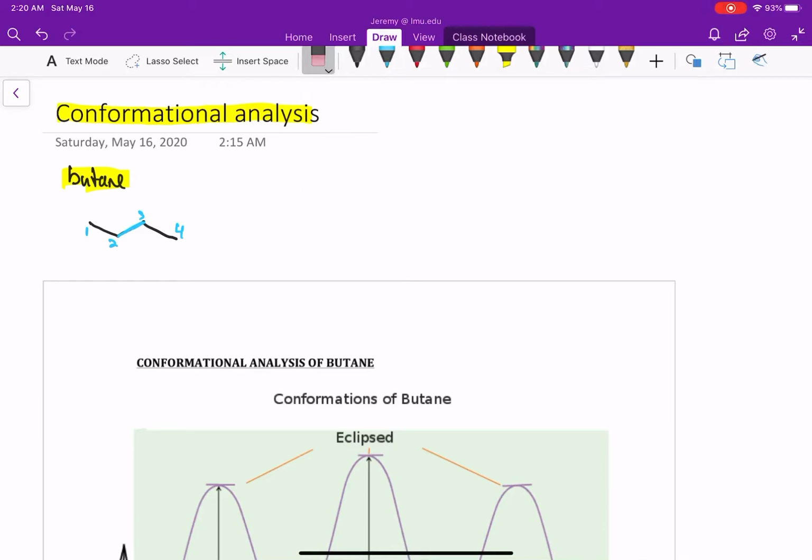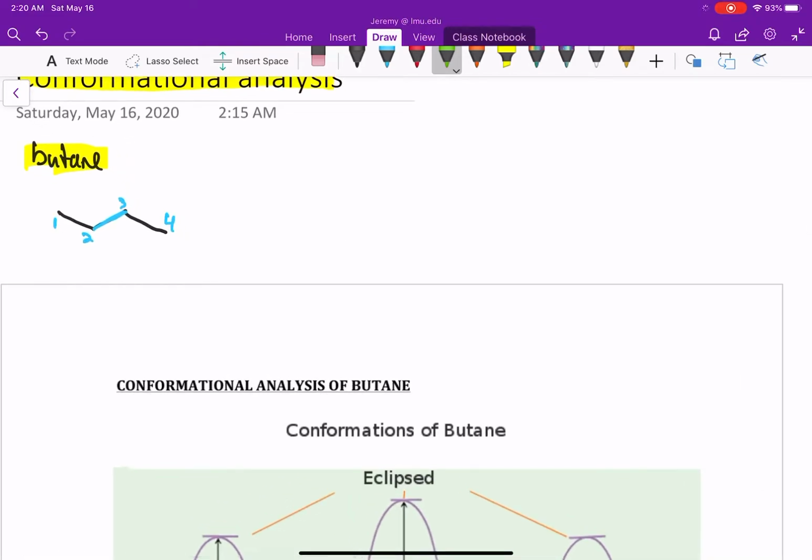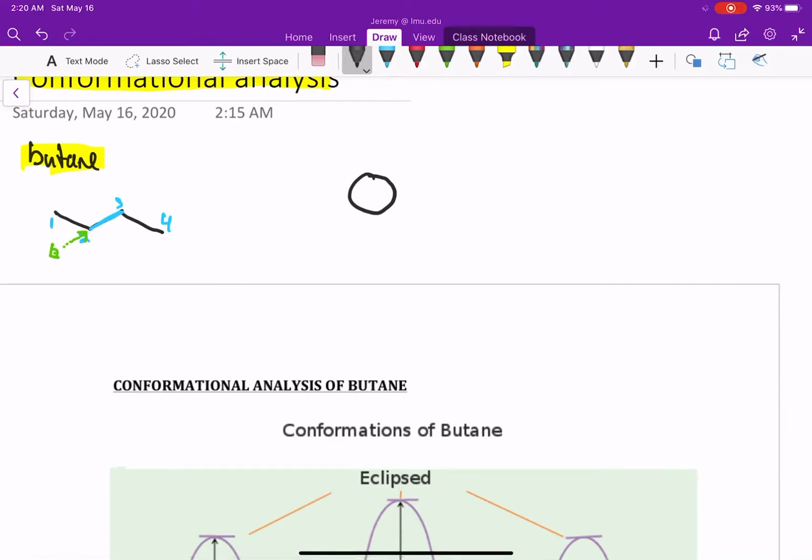All right, so let's take a look at how we do this. So we're going to draw a Newman projection. What we're going to do is just look down the bond between carbon 2 and carbon 3. So let's draw our Newman projection. We draw a circle. I see carbon 1 is above my eye in the plane of the board. So there's going to be carbon 1. There's 2 hydrogens coming off to the side.